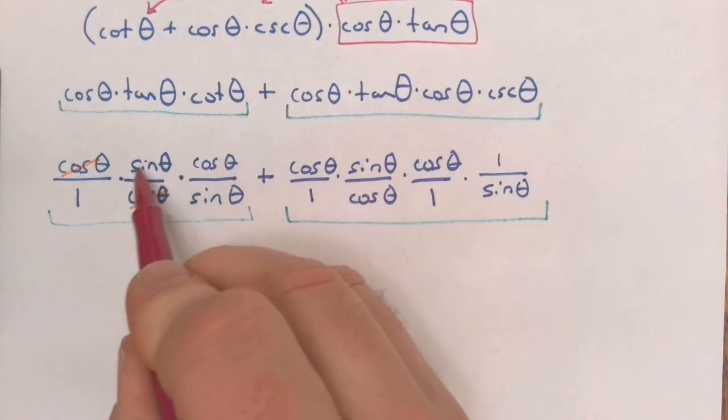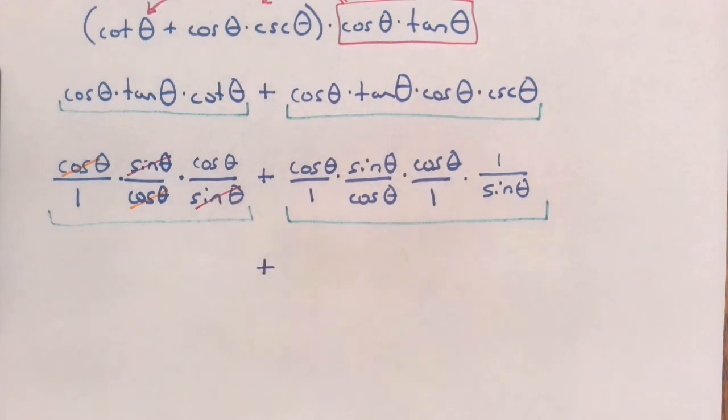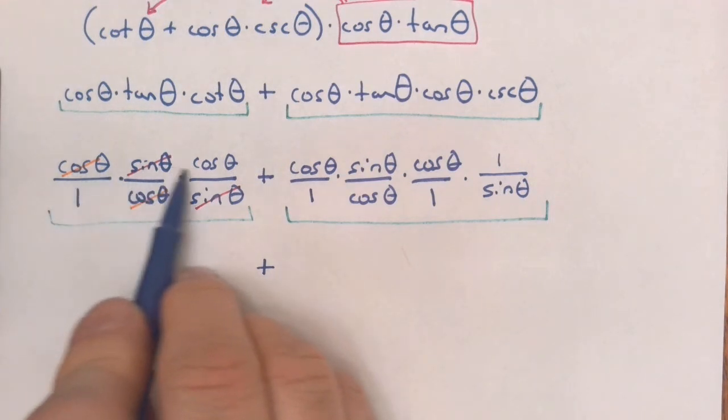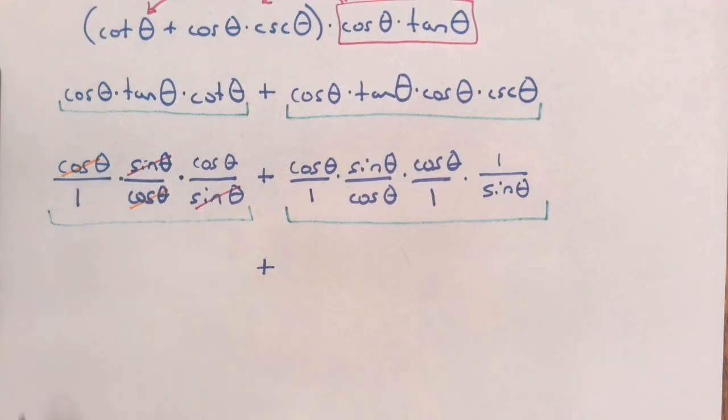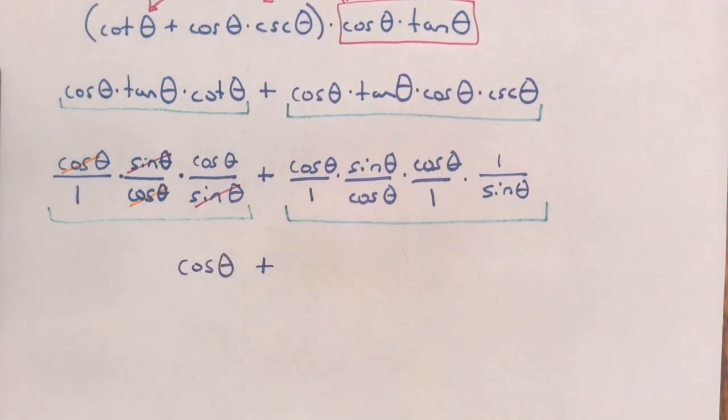I have also a sine in the top here and a sine in the bottom here. So that's everything that cancels in that first group. All I'm left with is cosine and the number 1 on the bottom. So it's cosine over 1 or just cosine once we get some canceling to happen there.